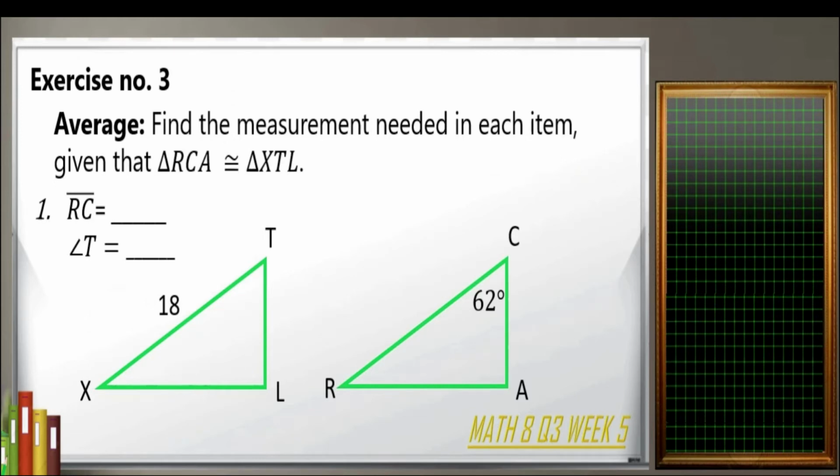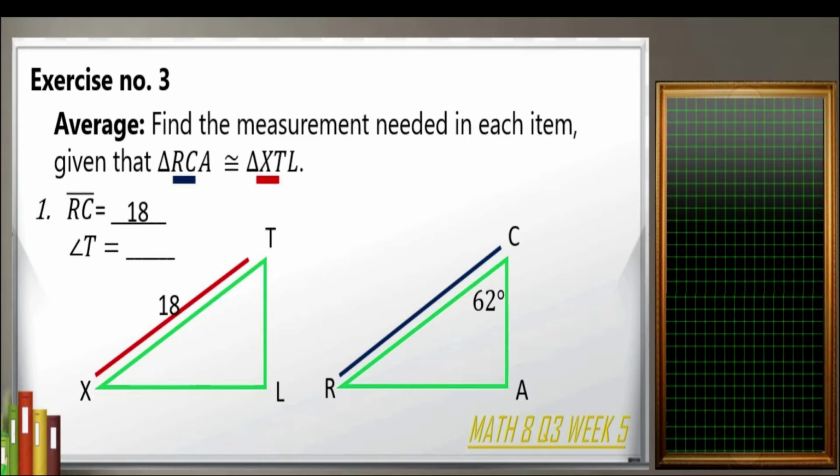Find the measurement needed in each item, given that triangle RCA is congruent to triangle XTL. We need to look for the measurement of side RC and angle T. This is our side RC, and its corresponding side is side XT from the given congruency statement. If side RC corresponds to line XT and XT measures 18, therefore RC is also equal to 18.